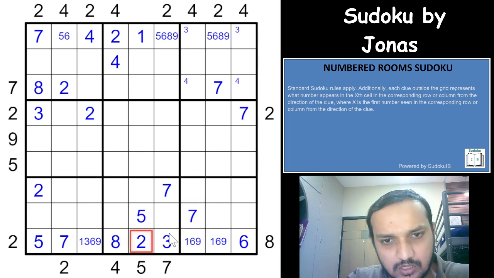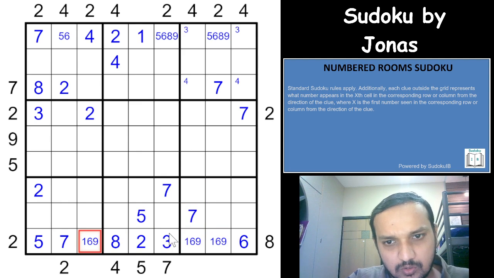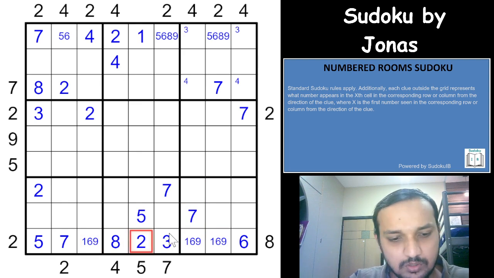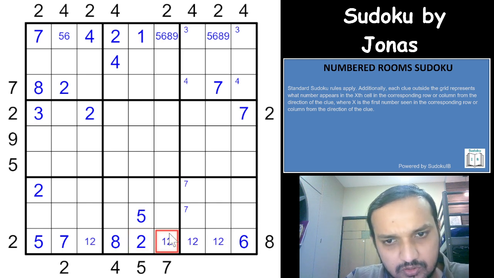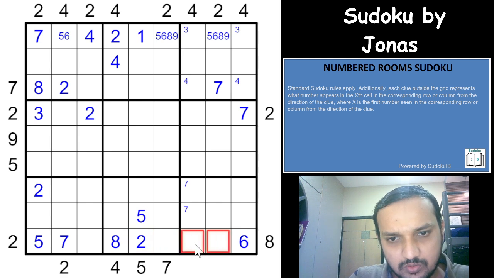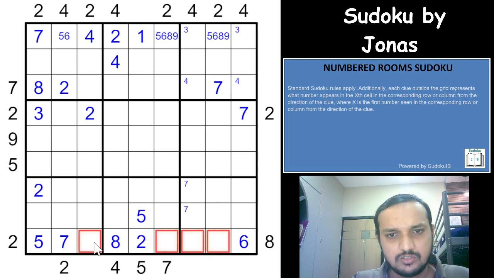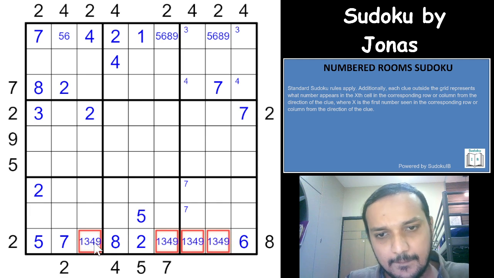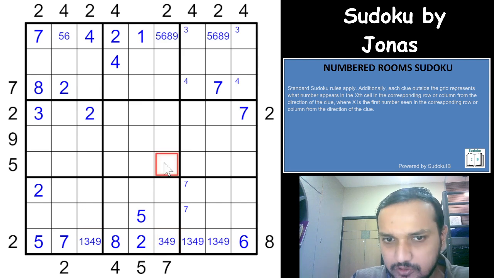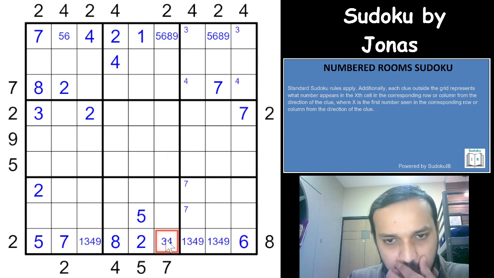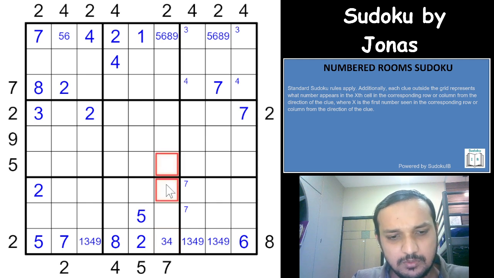Okay, so 3 are gone from these cells. 1, 6 and oh no, I'm sorry. It is 1, 3, 4 and 9. Right? So 1 is not possible, 4 is possible and 9 is not possible. Okay, my bad. 3 and 4 can still be a 7.